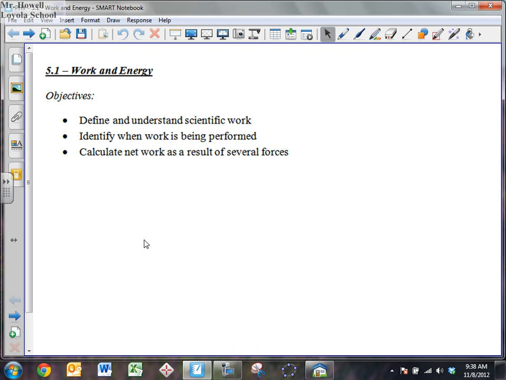And we're going to learn in section 5.2 about the work-kinetic energy theorem and how they're related to each other. Today, specifically, we're going to start by looking at work itself. Any questions? So again, we're going to define and understand work, identify when work is actually being performed, and calculate the net work as a result of several forces.